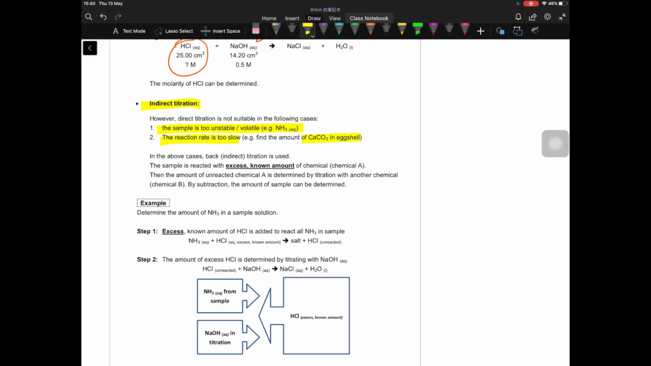For example, we want to find the amount of calcium carbonate in the eggshell, but eggshell is not a solution. We cannot use eggshell powder to carry out titration directly. So what should we do?